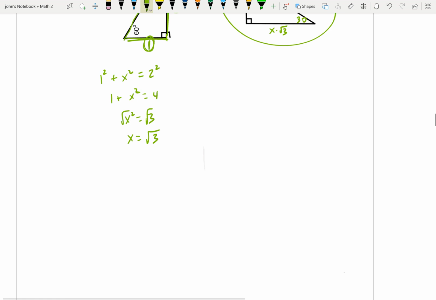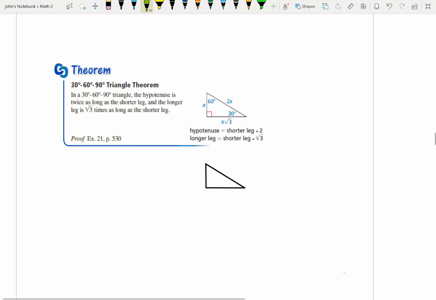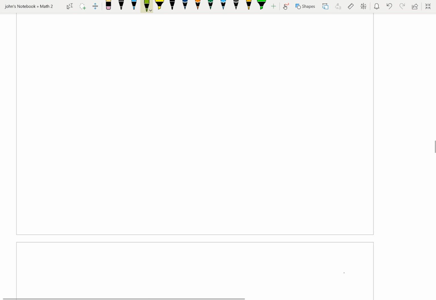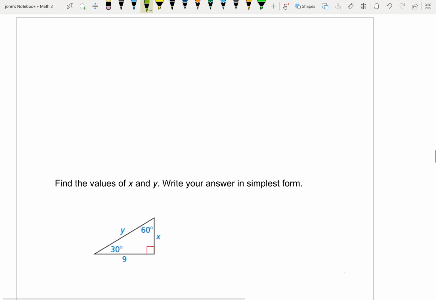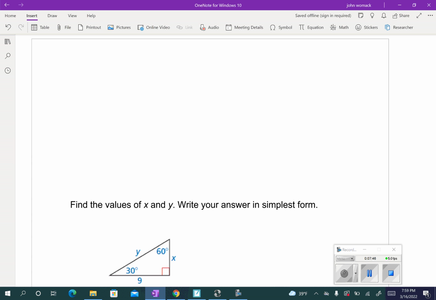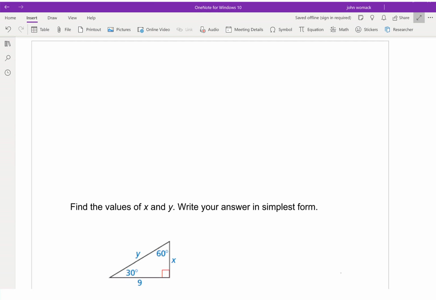to know those. So this is what we just said, right? If I know the short leg is x, the hypotenuse is 2 times x, and the long leg, you take the short leg and you times by the square root of 3 in order to find that. All right, so let's do a couple of examples. You can see what this looks like.